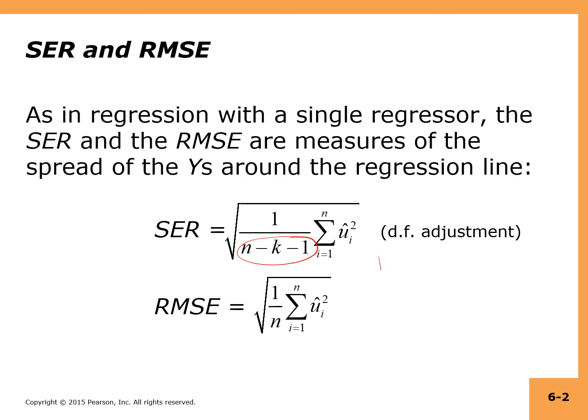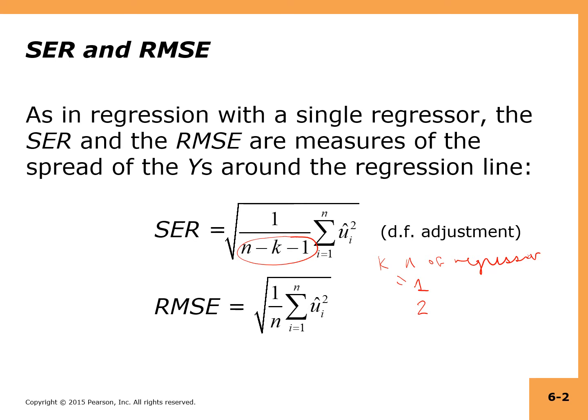And that's because k represents the number of regressors. So in the simple linear regression model, k is equal to 1 because we only have one independent variable. If you have two independent variables, k would equal 2, so you would have to divide by n minus 3.